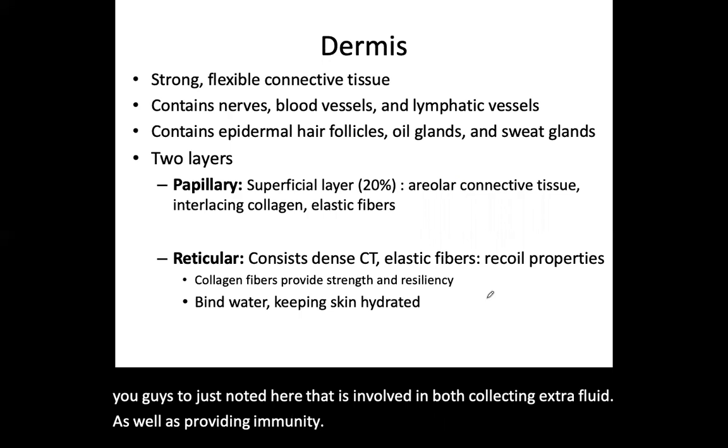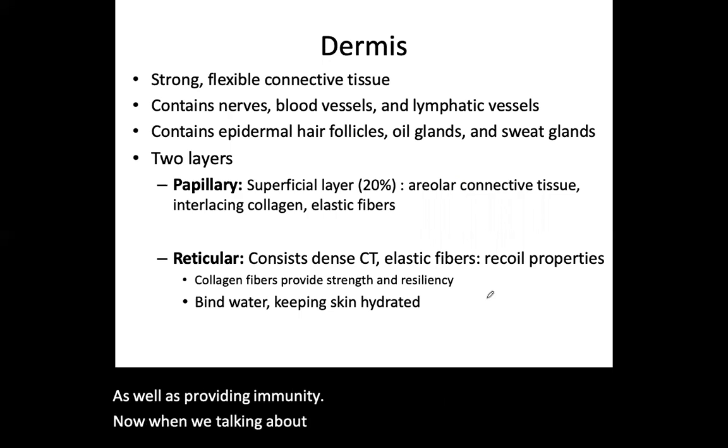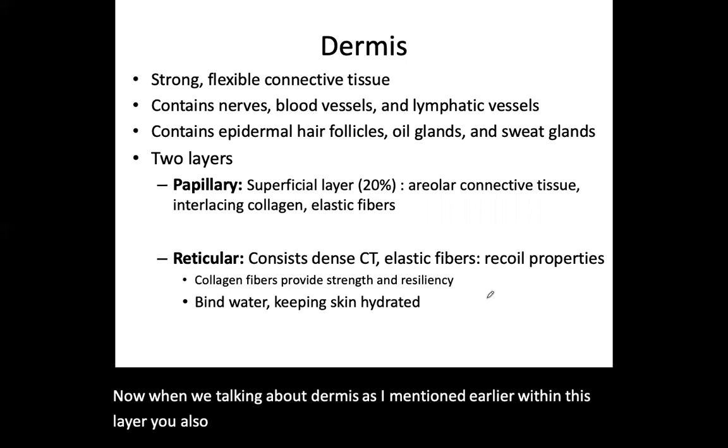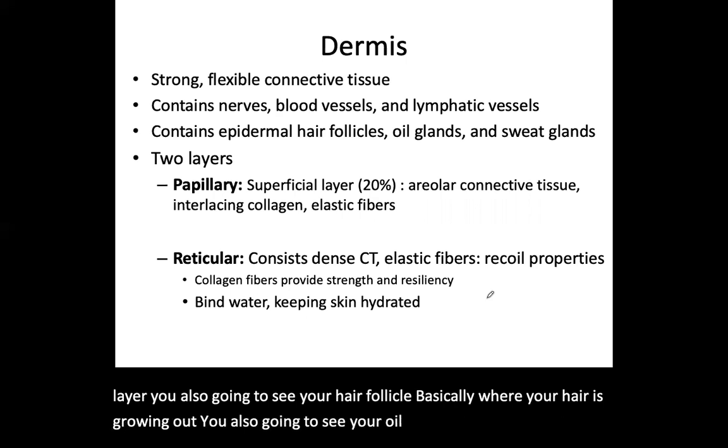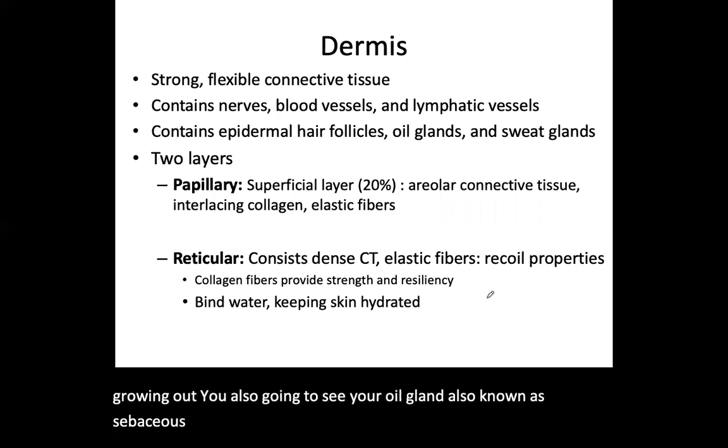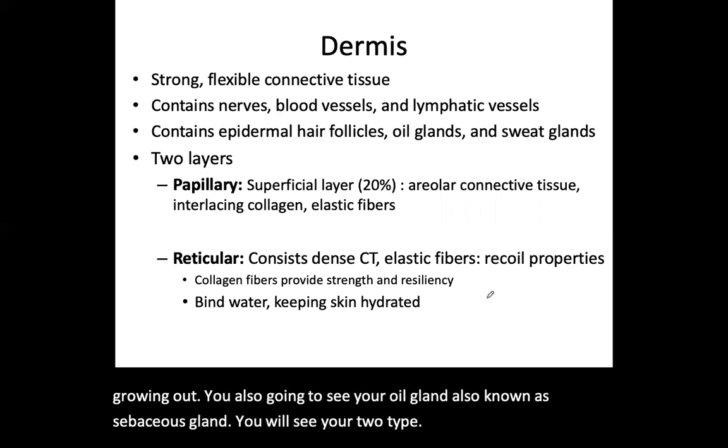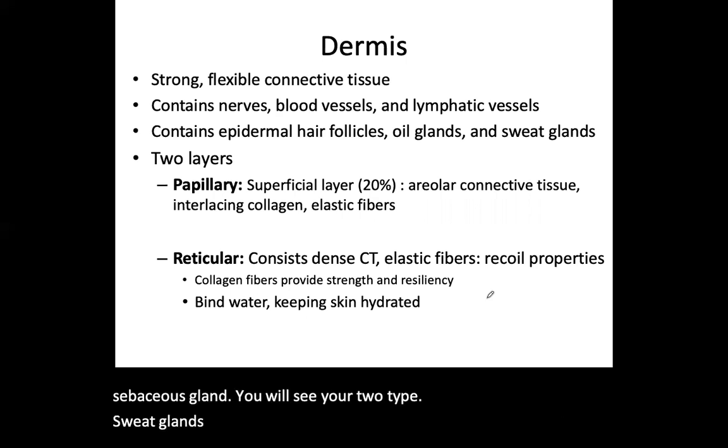Now, when we're talking about dermis, as I mentioned earlier, within this layer, you're also going to see your hair follicle, basically where your hair is growing out. You're also going to see your oil gland, also known as sebaceous gland. You will see your two types of sweat glands. And we will go into more details about each of these later on.